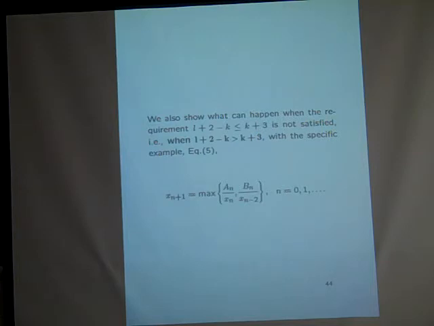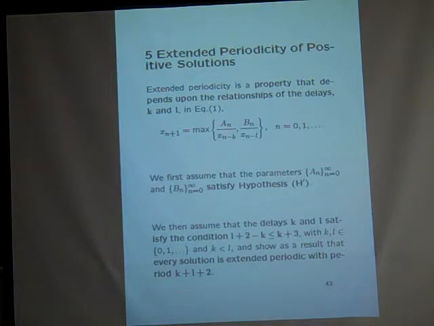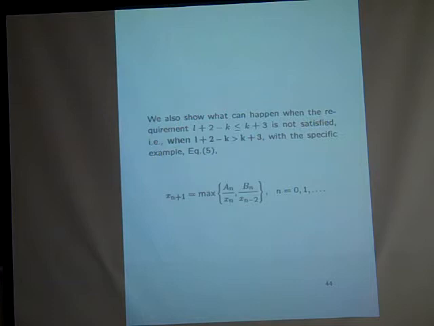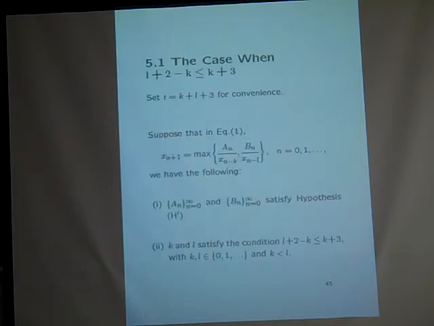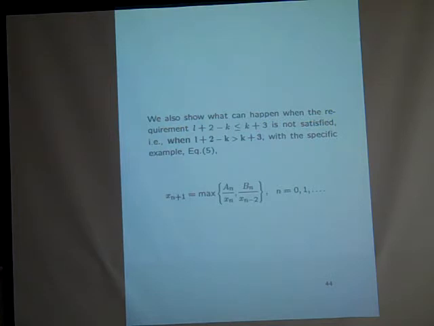We also show what can happen when we make the assumption on delays. Extended periodicity of positive solutions looks like this. This is a very restrictive assumption, but when we make that, we can make all kinds of assumptions and get all kinds of patterns. But the pattern that we get is that k plus 1 subsequences go to infinity and/or go to 0, and L plus 1 subsequences go to infinity. So we get 0, 0, 0, 0, infinity, infinity, infinity.